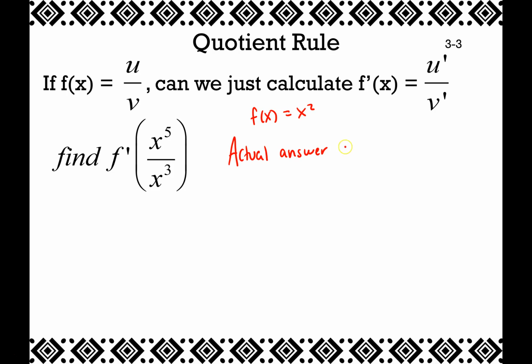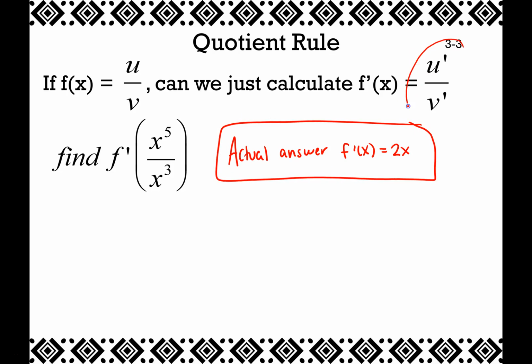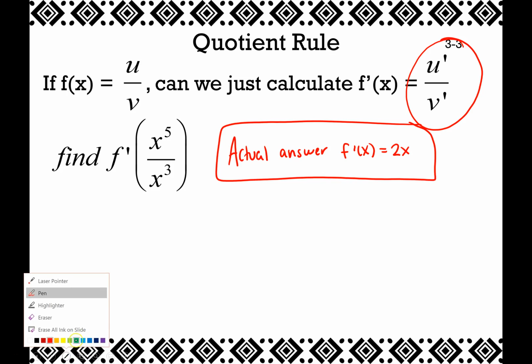And we know the actual derivative of this is 2x using our power rule where we bring this down in front and subtract 1 from there. Okay, so that's our actual answer. But what happens if we follow this rule? Does it work? And I'm hoping it does because that would make life easier.